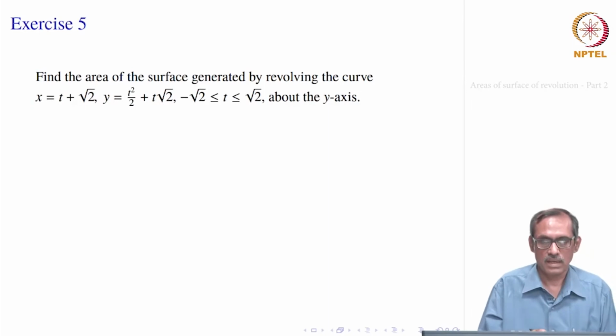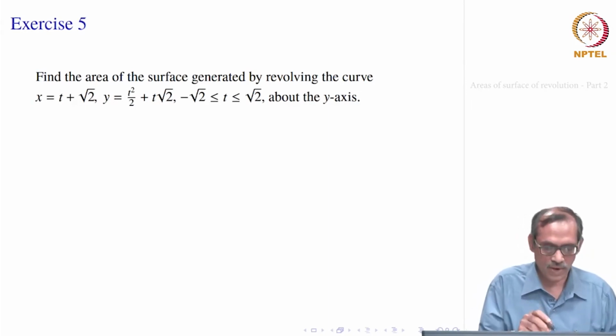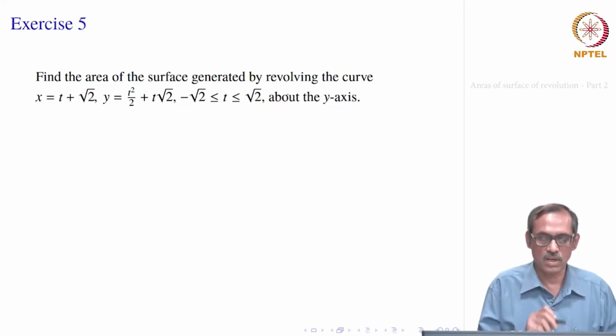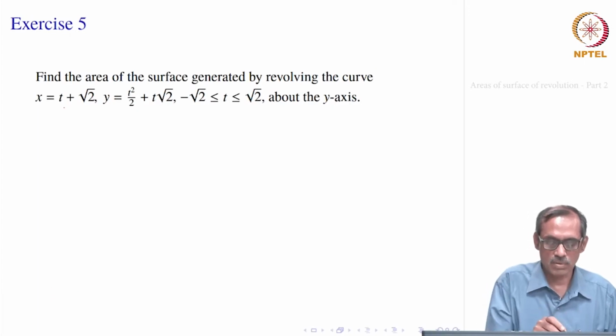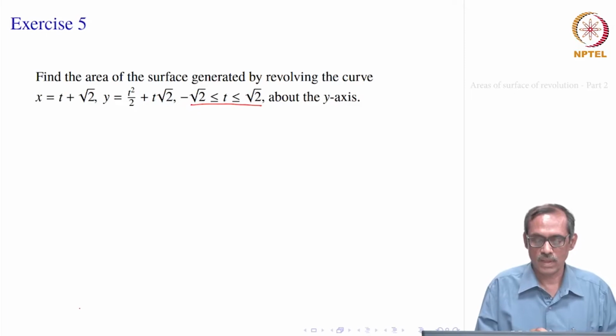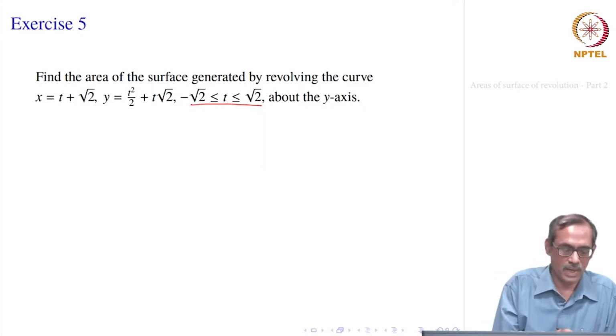Okay. So, now we go to exercise 5, where we want to find the area of the surface generated by revolving the curve. It is given in parametric form now, x equal to t plus root 2, y equal to t square by 2 plus t root 2, where t varies from minus root 2 to root 2, and this curve is revolved about the y axis, fine. So, this is given in parametric form.